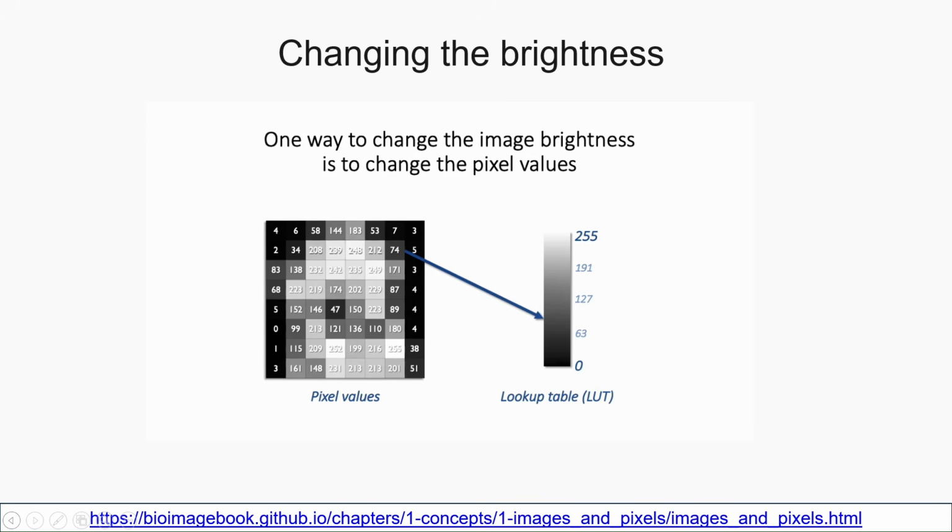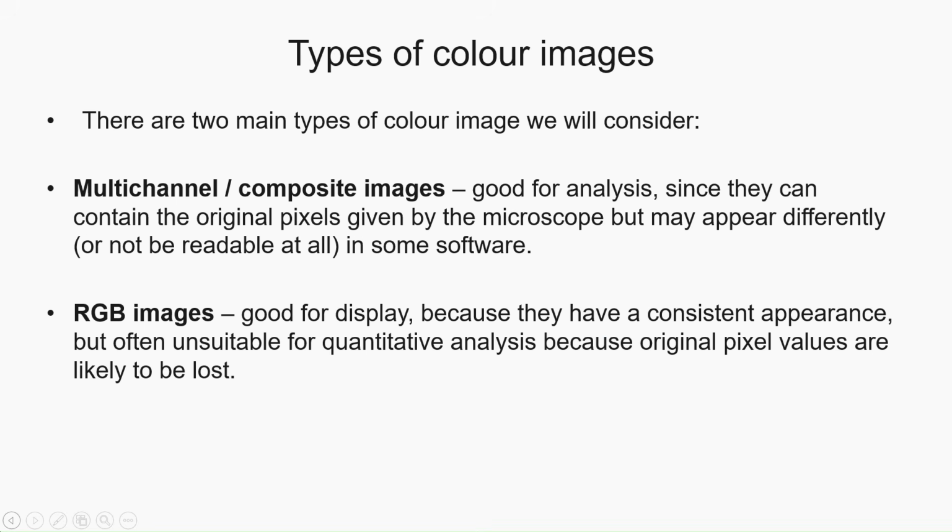There are two major categories of color images that we commonly encounter in microscopy. The first type is a multi-channel or composite image. These images preserve the original data acquired by the microscope. Each fluorescence channel is stored separately, allowing quantitative measurements to be performed accurately. This makes composite images ideal for multiplex immunofluorescence. However, their appearance can vary depending on the software being used, and some programs may not display them correctly.